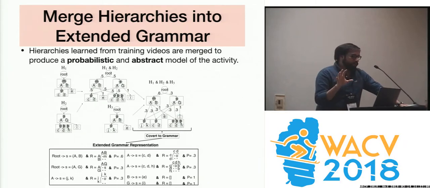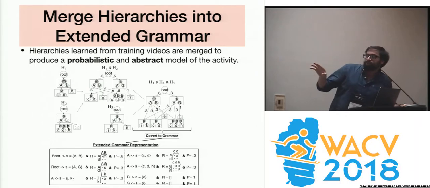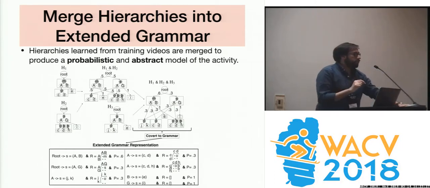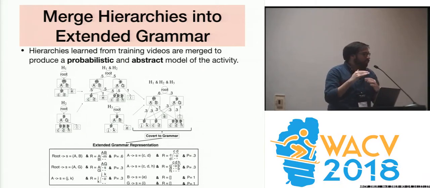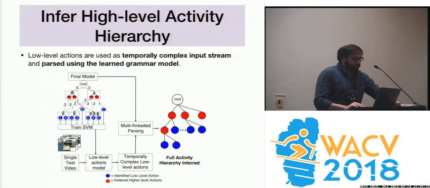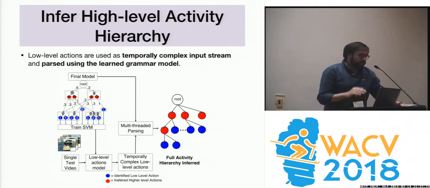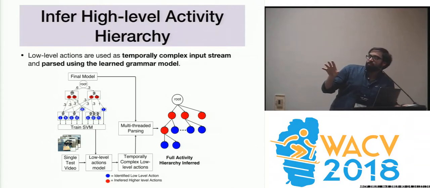Having multiple hierarchies from different training videos, we can now combine them using a commonly used parsing mechanism in natural language processing to build an extended grammar representation. However, the important thing here is that our grammar has not only the left-hand side, which is the sequence of terminals, but also a right-hand side that is a matrix of the relationship that encodes the time sequence of those left-hand side.